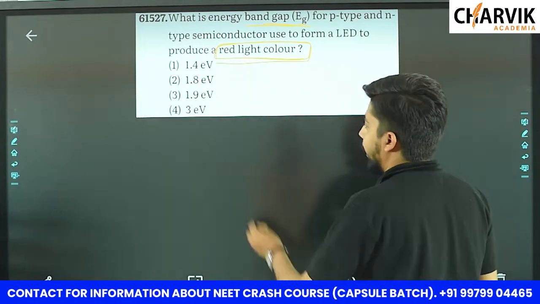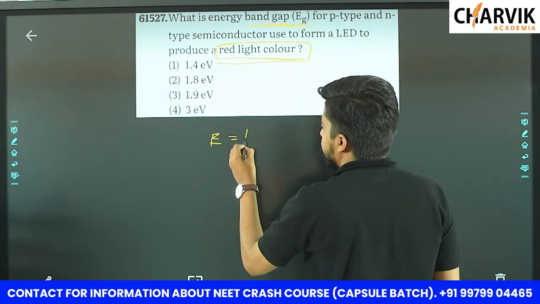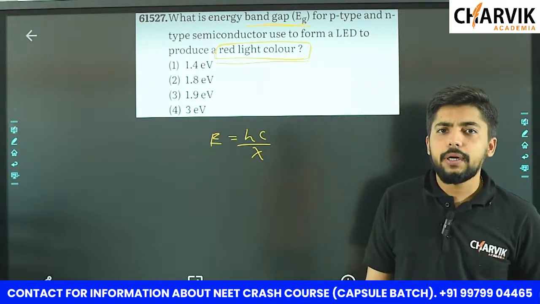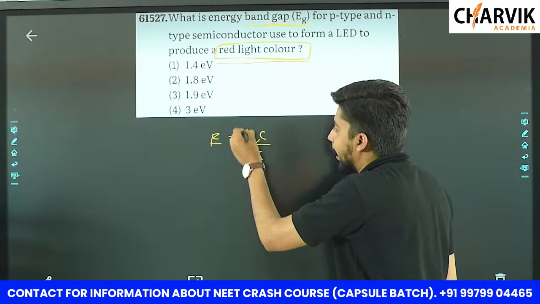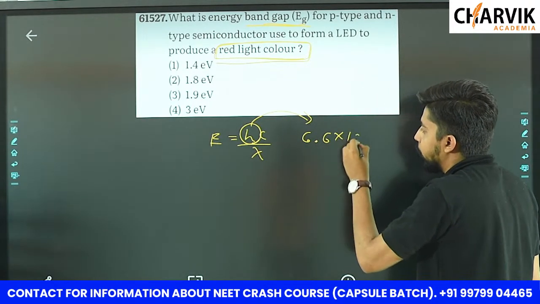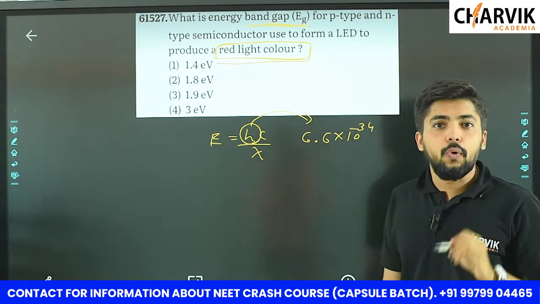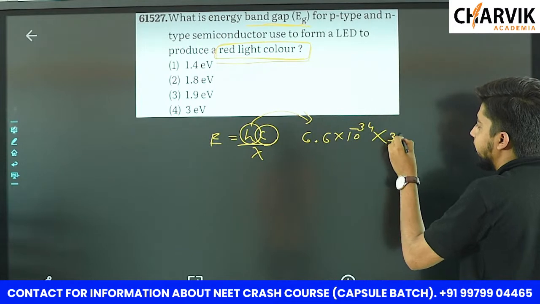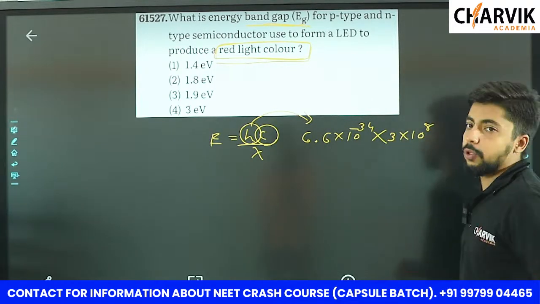How will you get the energy? The equation of the energy is E = hc/λ. None of the values are given in the question. But as you all know, h is Planck's constant, which is 6.6 × 10^-34. What is c? It is the speed of light, and the speed of light is 3 × 10^8 for the vacuum.